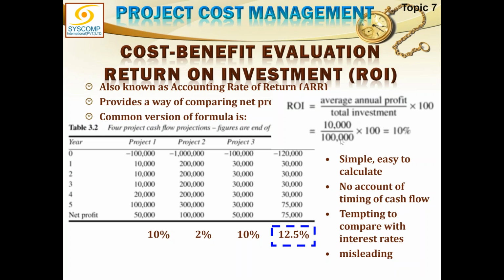Divided by the total investment, that is 100,000. So that comes out to be 0.1. Multiplied by 100, that is converted into percentage, that gives me 10%. So the formula is average annual profit divided by total investment into 100 gives me the return on investment. Got it?